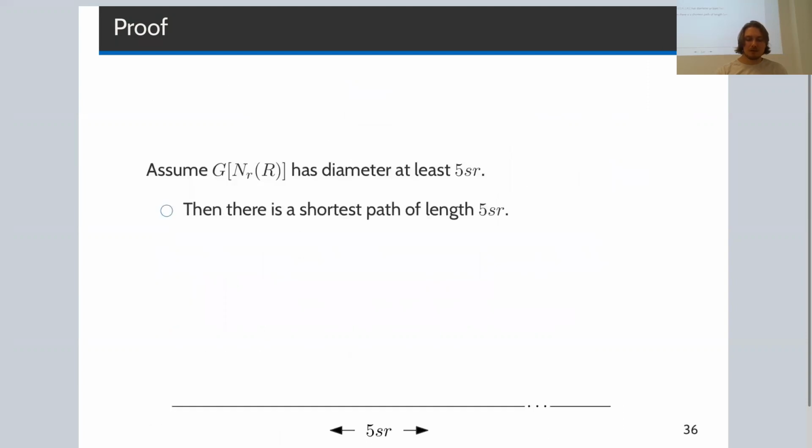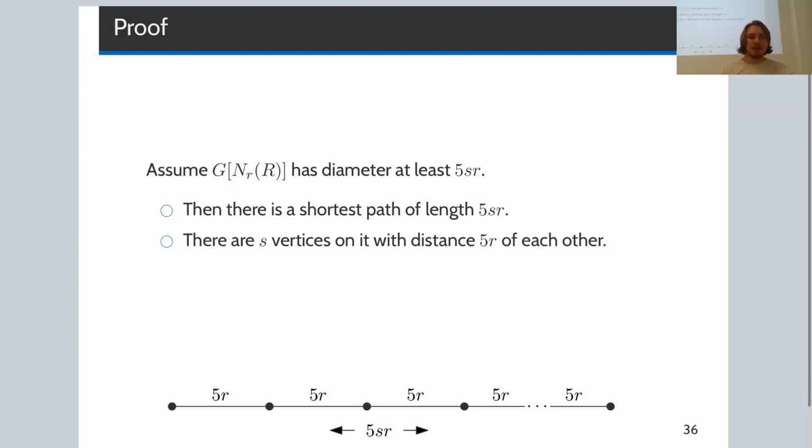And we're going to do a case distinction on the neighborhood. So we assume that our graph either has diameter at least 5SR. If the graph has diameter at least 5SR, then there exists a shortest path of length 5SR. That's the definition of a diameter. And we can pick vertices on this shortest path. By picking a vertex every 5R steps, we can find these vertices pairwise at distance 5R. And there's going to be S of them, I think. And since all these vertices have distance 5R from each other, they're reasonably spaced far apart.